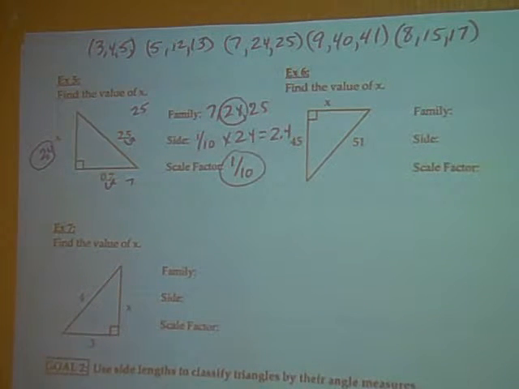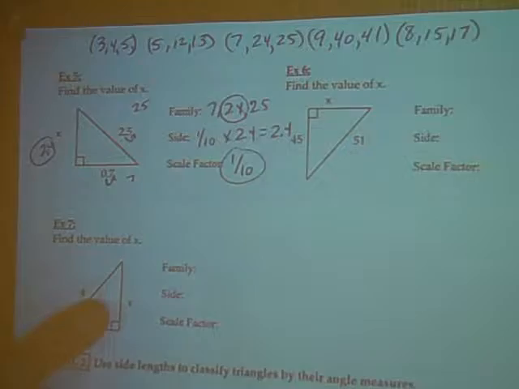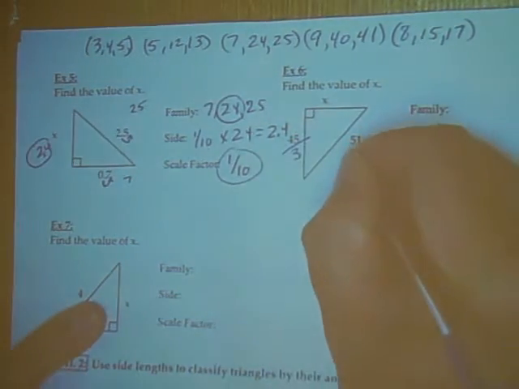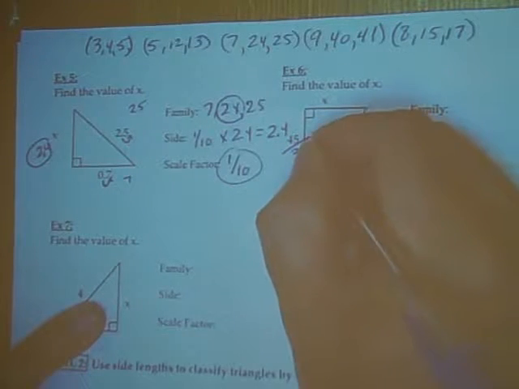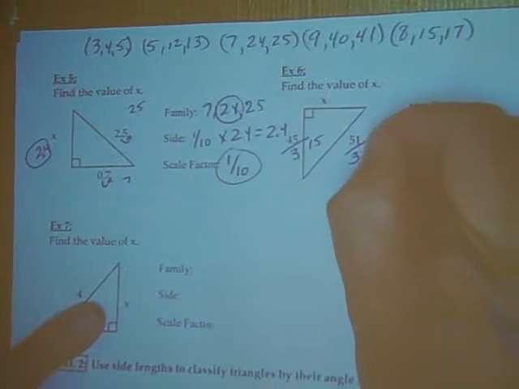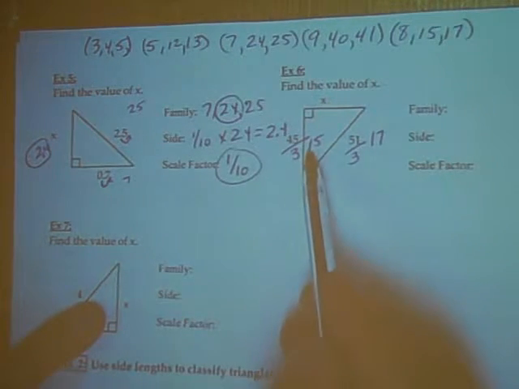Now the next one. We have to find the greatest common factor. What number goes into both of these? Well, to shorten the work for you, I'm going to go ahead and tell you. 3 goes into both of these. So we can divide both by 3. 45 divided by 3 is 15. 51 divided by 3 is 17. So I got x, 15, and 17.